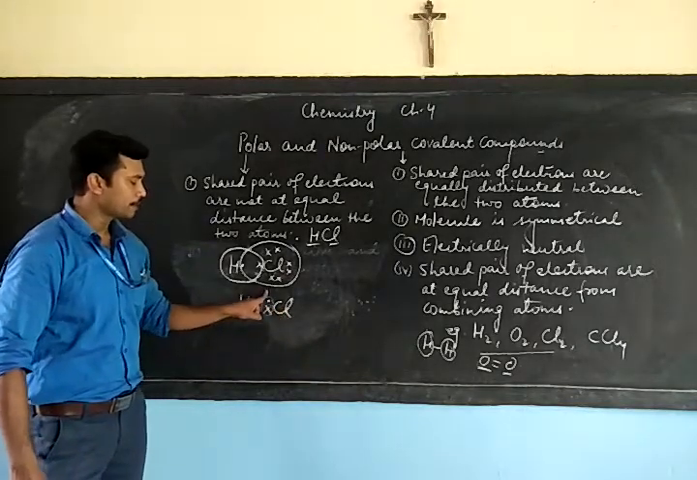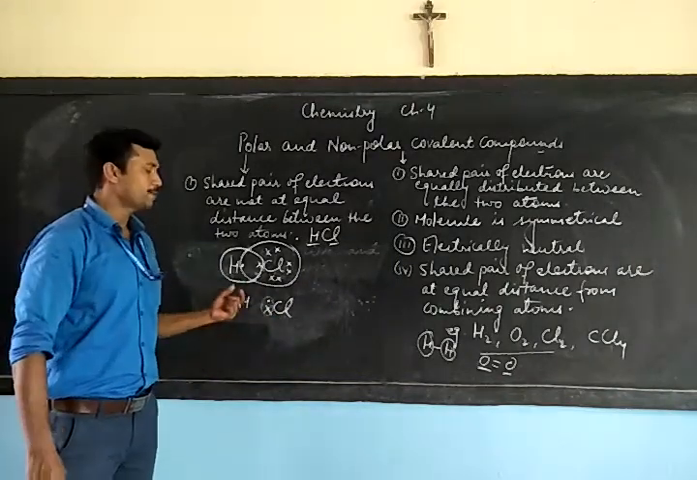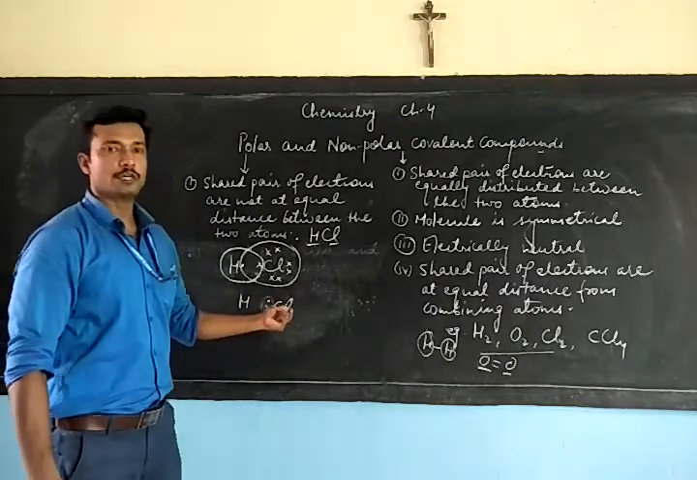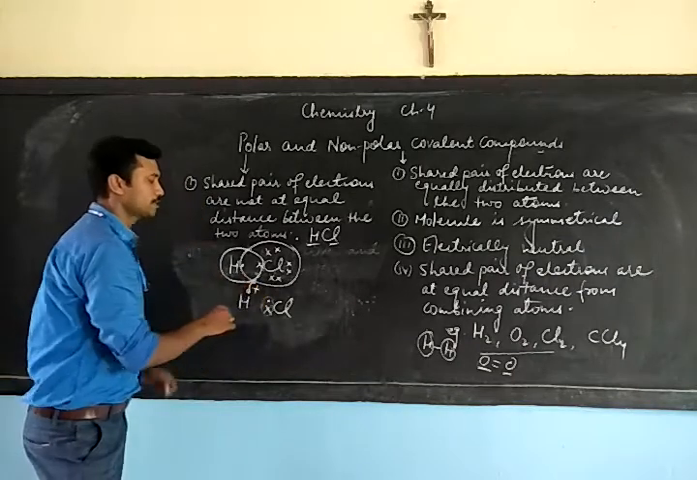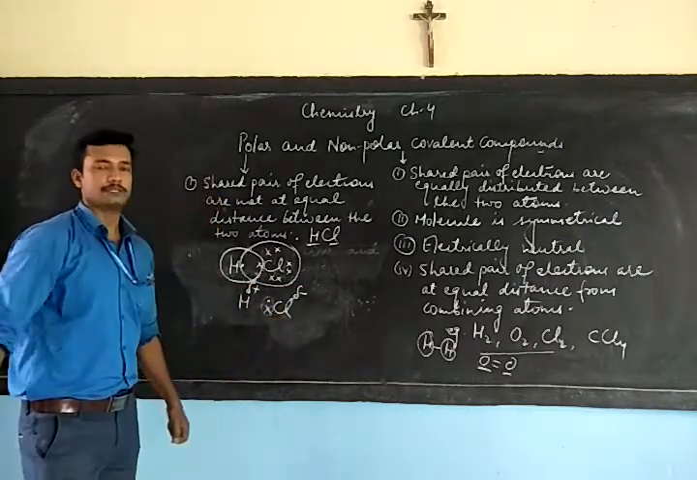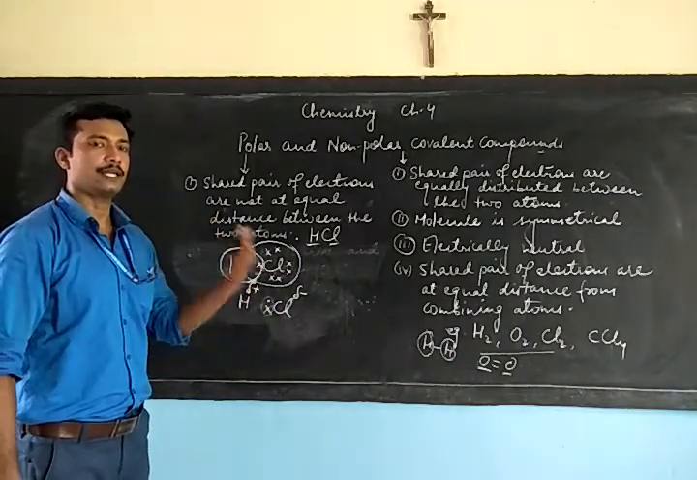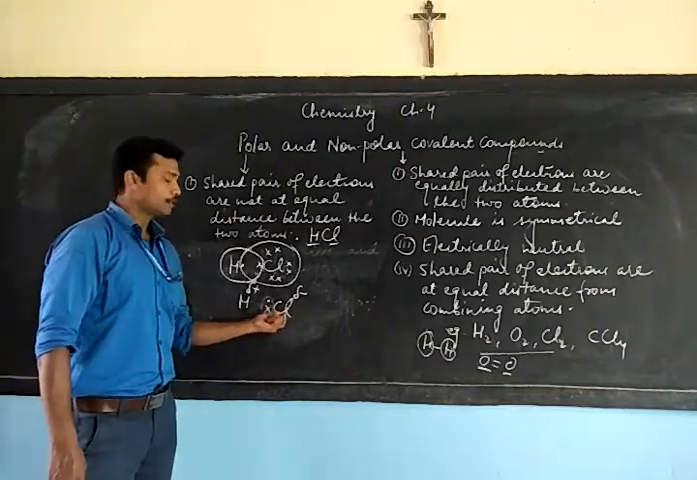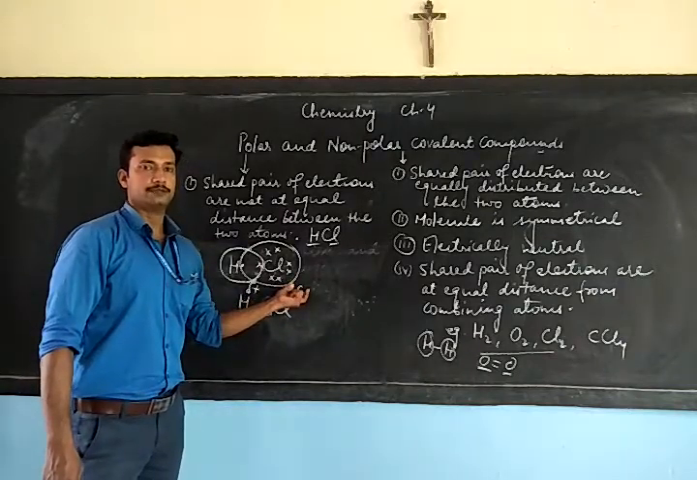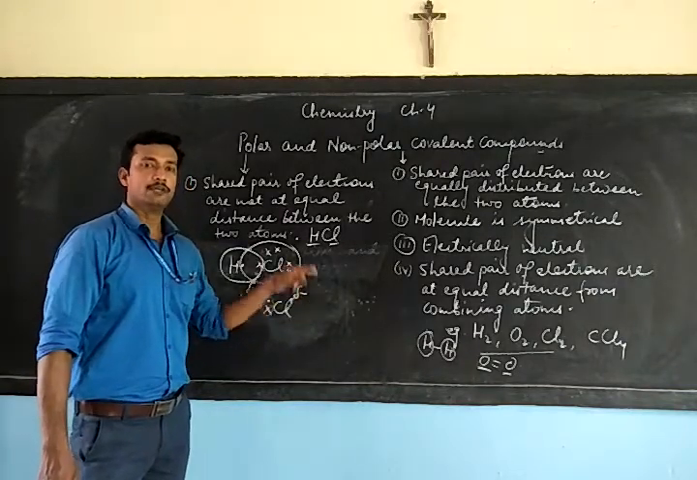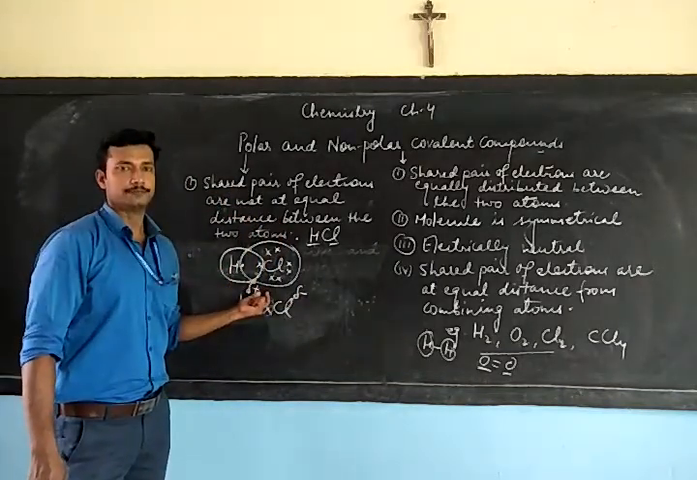It is not lying between the two atoms, otherwise it would be a non-polar covalent compound. Here the shared pair of electrons are more towards the chlorine atom, so as a result this will develop slight positive charge and this will develop slight negative charge. As we know that an atom with an extra electron always carries negative charge, in chlorine we find the extra electron is towards itself, so it will have a negative charge. But we indicate it with a delta negative, that is slight negative charge, whereas hydrogen will have slight positive charge.